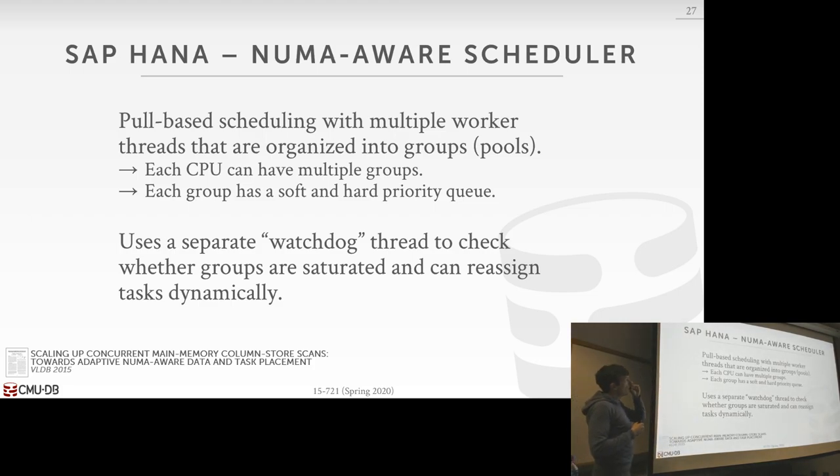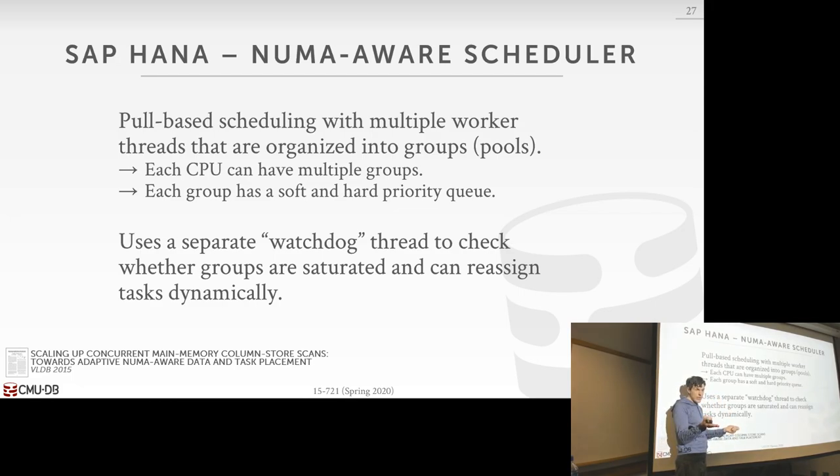All right, so what they're going to do is it's a pool-based queue, but they're going to have multiple workers per socket. So it's not going to be the same thing as in HANA, where you have one worker per core. Every core can have multiple workers, and they're going to have different statuses. And so each group now also is going to have a soft and a hard priority queue.